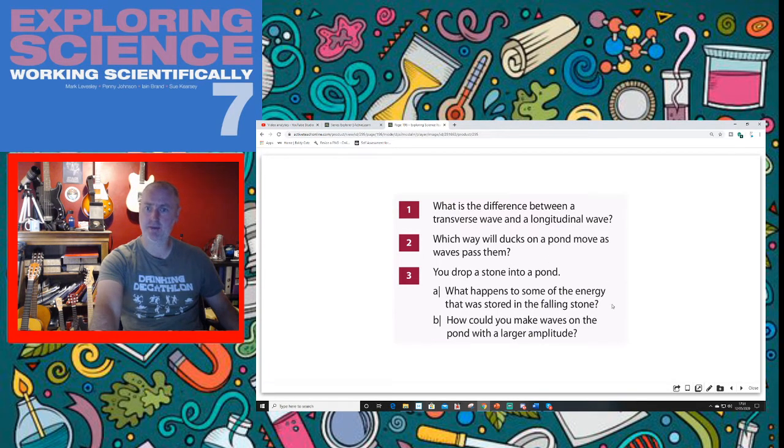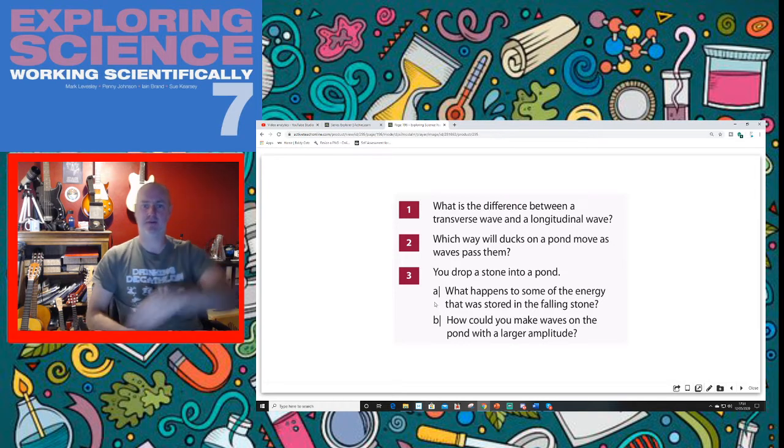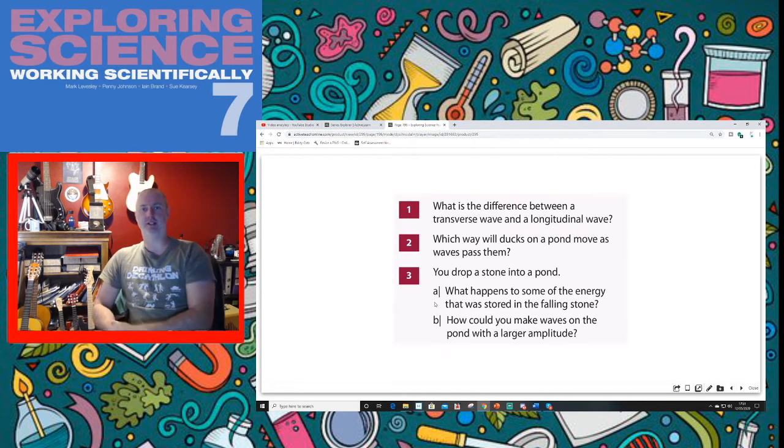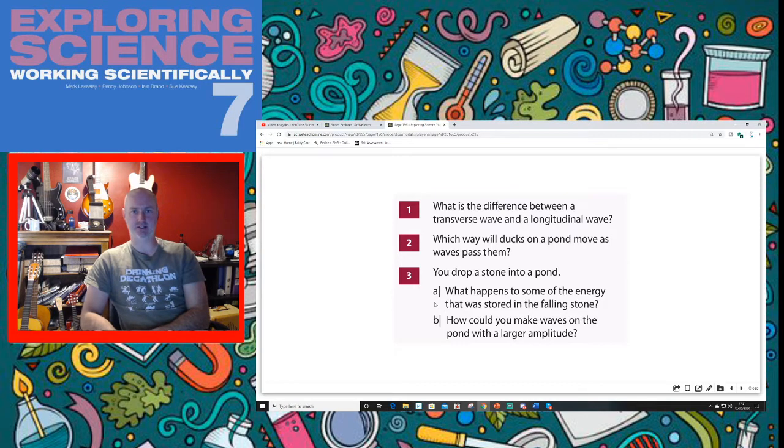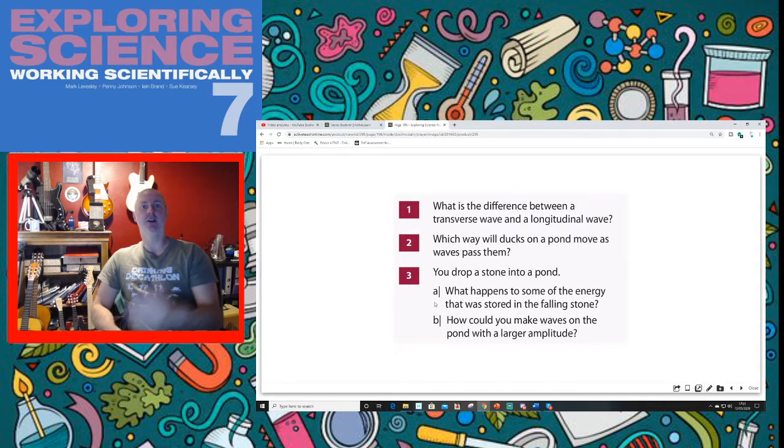You drop a stone into a pond: what happens to some of the energy that was stored in the falling stone? If I drop a stone into a pond, the energy that was stored in the stone is transferred to the water. And that's what a wave is. That's what a wave does.